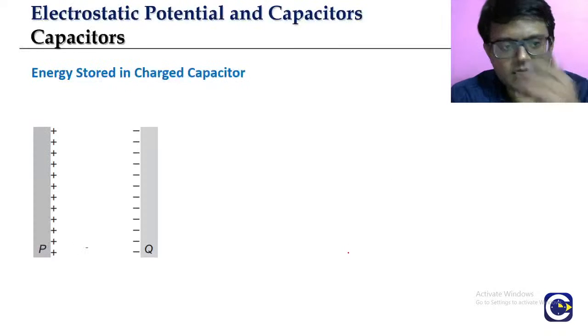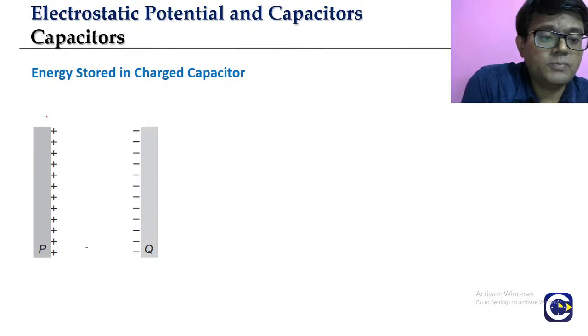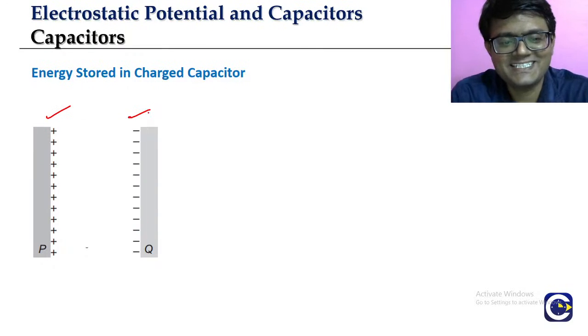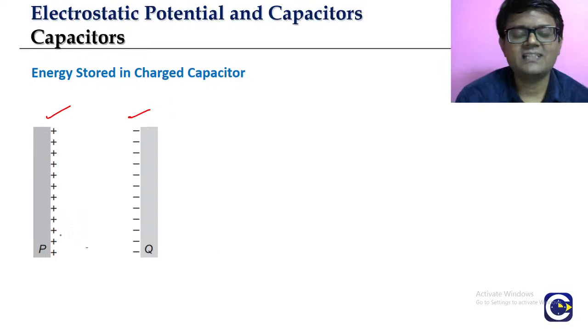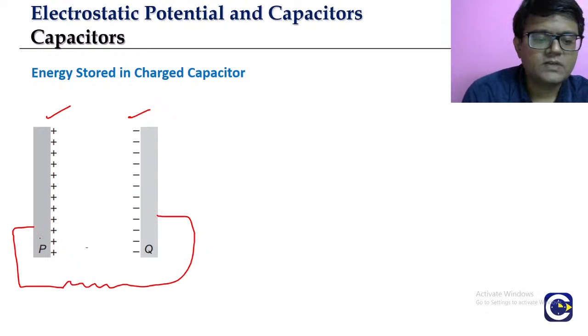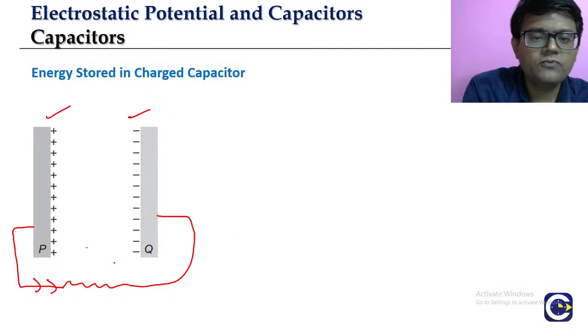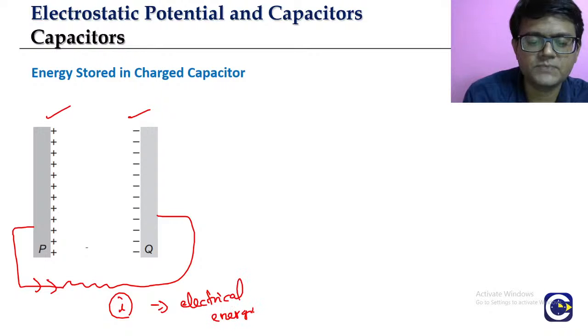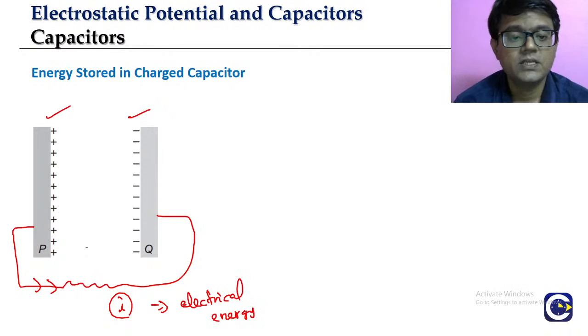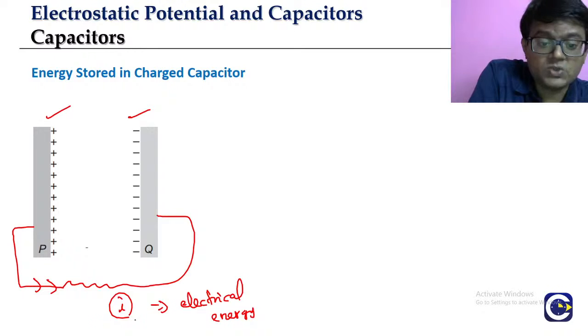When we look at a charged capacitor, on one side you will have a positive charge and on the other side a negative charge, correct? If you connect a wire from the positive plate to the negative plate, you will see a flow of charge, which means there is a current. So we can derive some electrical energy out of it, which means that a charged capacitor is actually storing some energy.